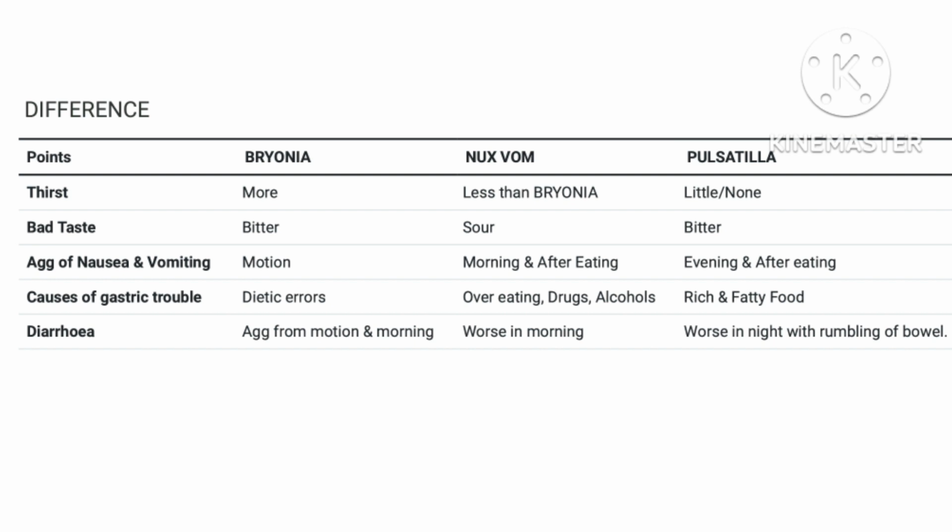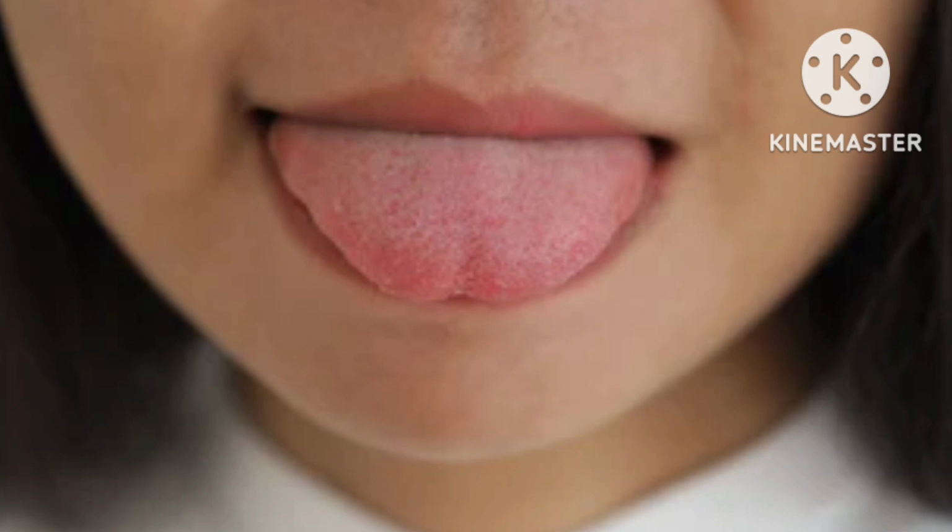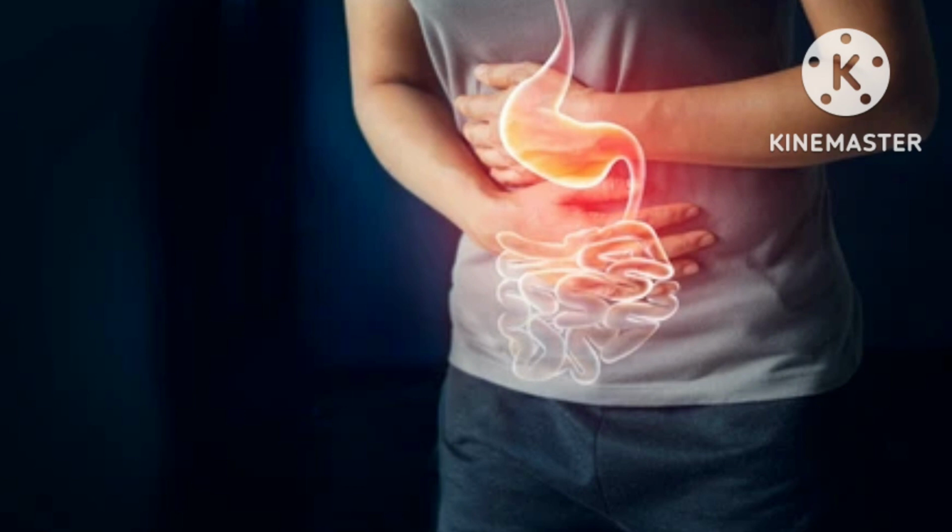In Bryonia, diarrhea aggravates in the morning and on movement and also after overeating. In Nux vomica, diarrhea is aggravated in the morning, and in Pulsatilla, diarrhea is worse at night with rumbling of the bowels. All these three remedies have a white coated tongue from time to time, but there should not be much difficulty in choosing the right remedy in any case if we consider the cause of gastric troubles, their temperament and modalities. This will surely help to differentiate Bryonia, Nux vomica and Pulsatilla very easily.